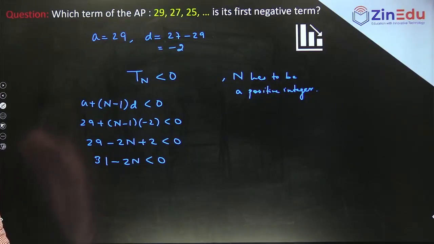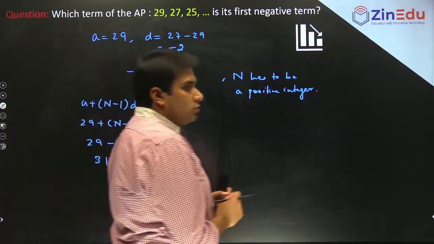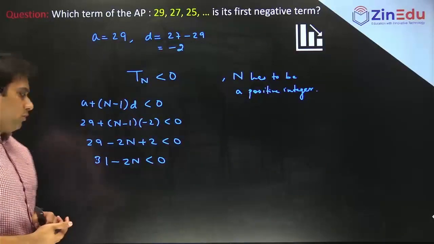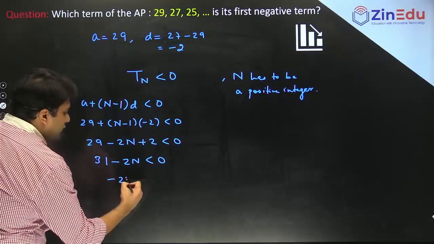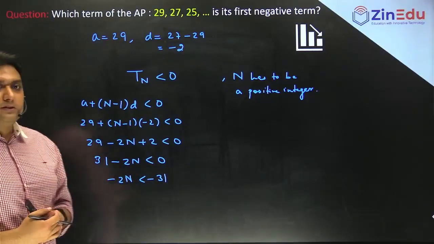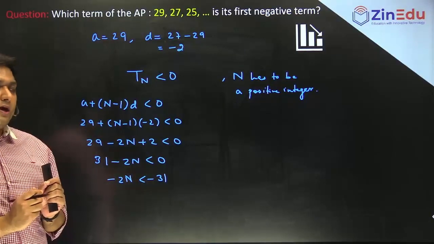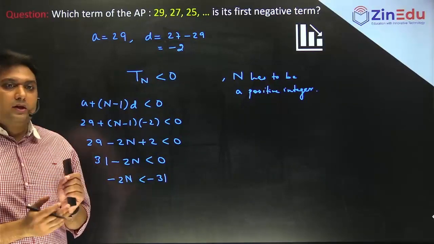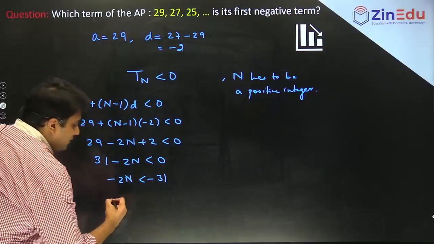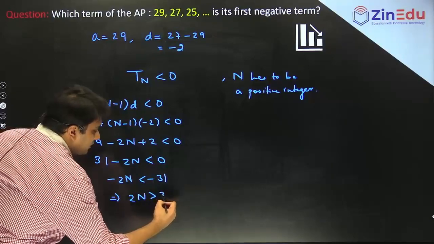So we have reached a step. If I subtract 31 from both the sides, because this is a case of an inequality, we will get minus 2n less than minus 31. In case of an inequality, if I multiply both the sides by minus 1, the inequality gets reversed. So we will get 2n greater than 31.